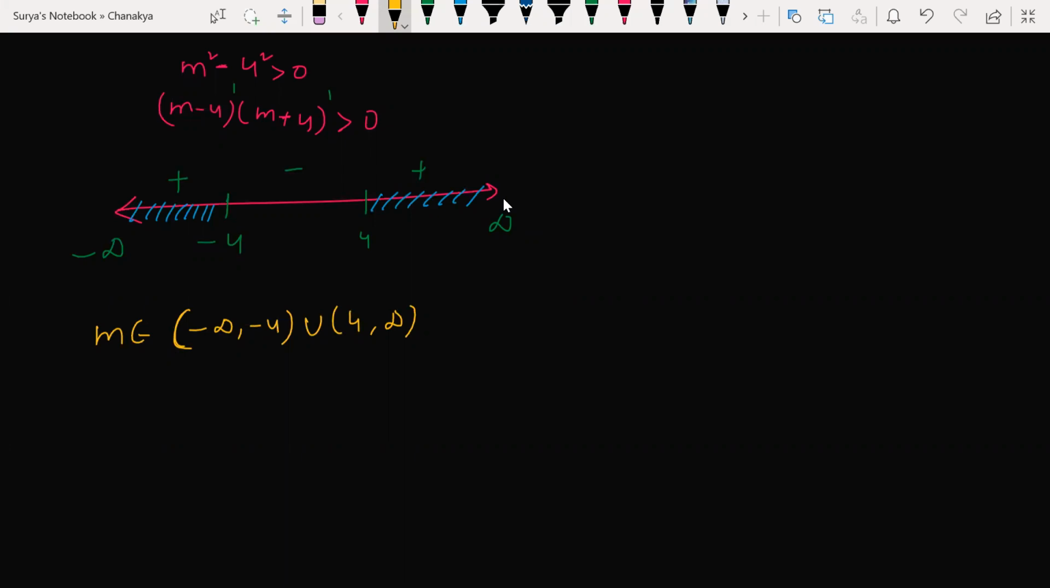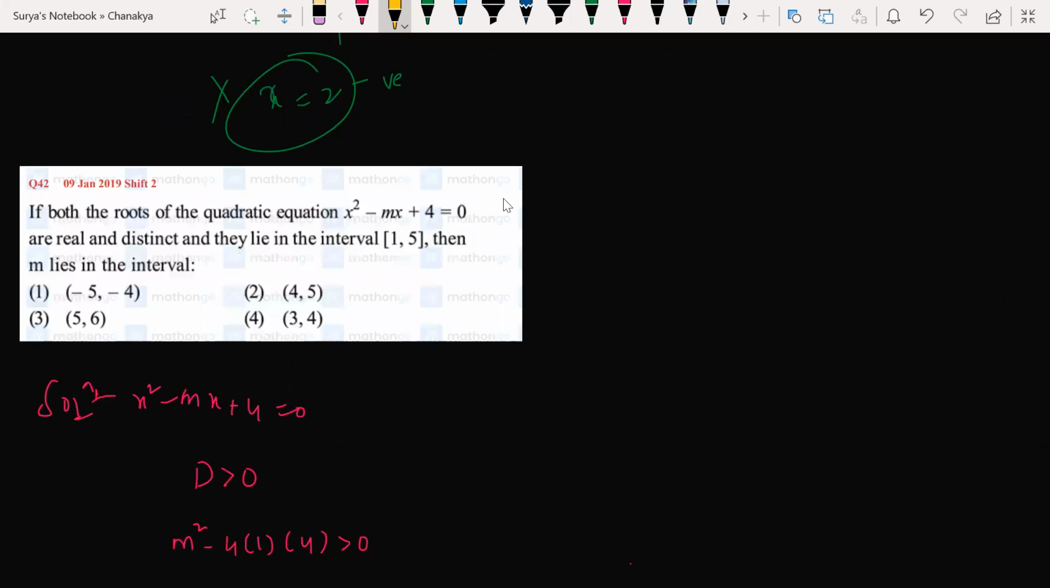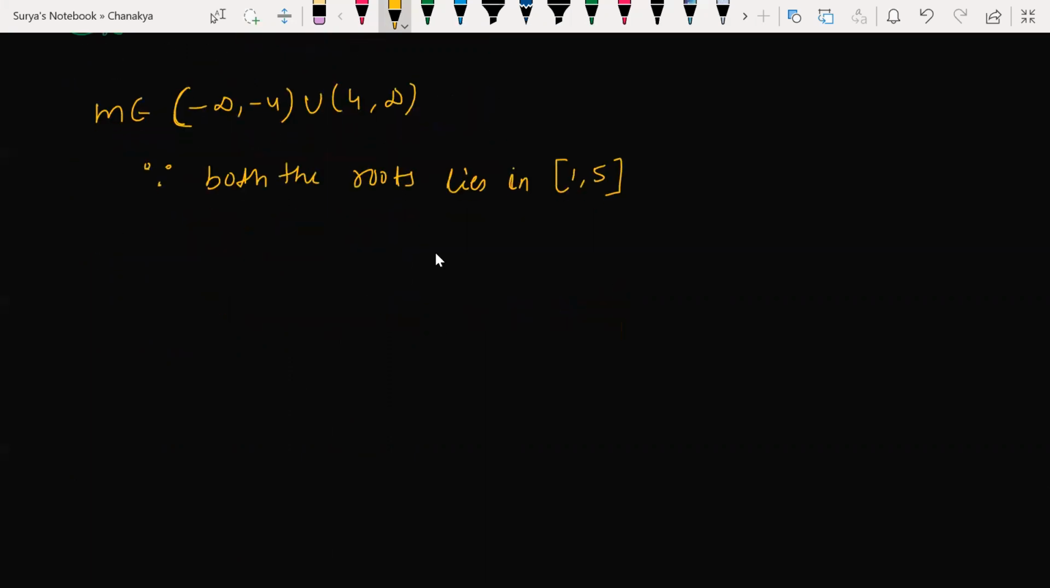See what he has given here. Both the roots lie in 1 and 5. The m value lies in 1 and 5, given. Very good, fantastic job. 1 and 5. Okay. Since both the roots lie in 1 comma 5. Correct? 1 comma 5.